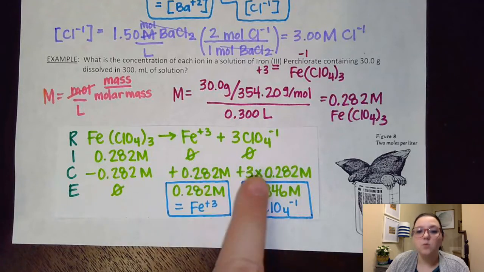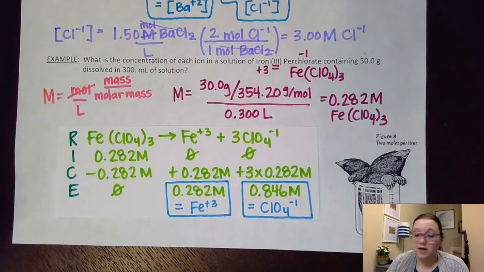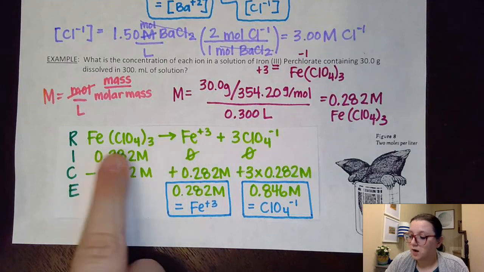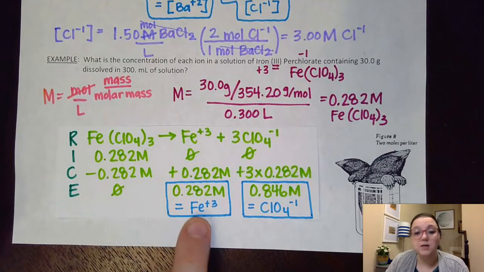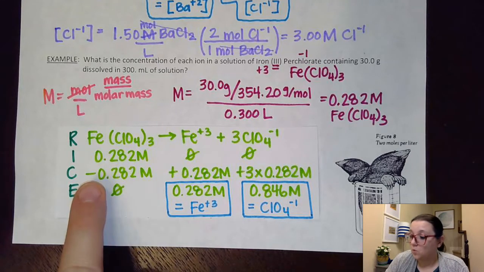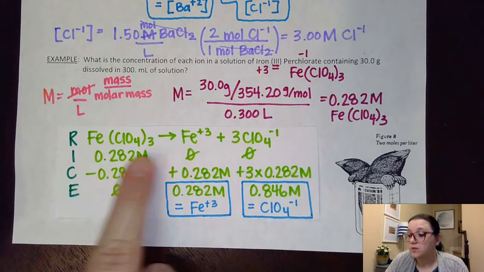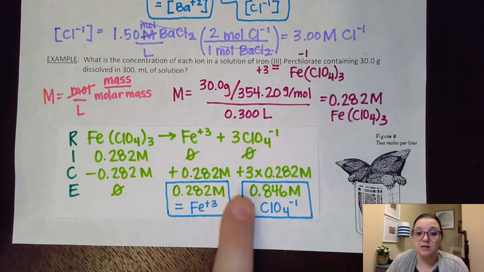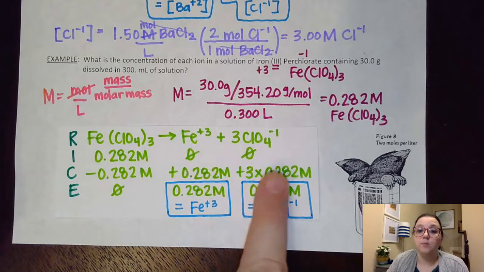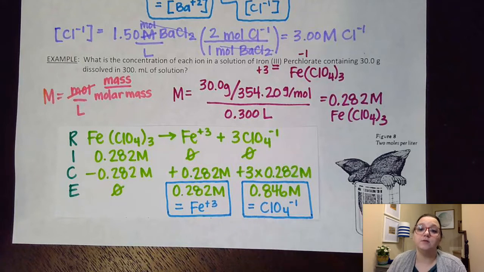Both of these are going to go up in a mole-to-mole ratio equivalent to that. So 1 to 1 here between iron 3 perchlorate and the iron would mean I would also have 0.282 molarity of the iron. However, having a 1 to 3 ratio between the iron 3 perchlorate and the perchlorate ions, I would want to multiply that value by 3. And so that got me 0.846 molarity of the perchlorate ions.